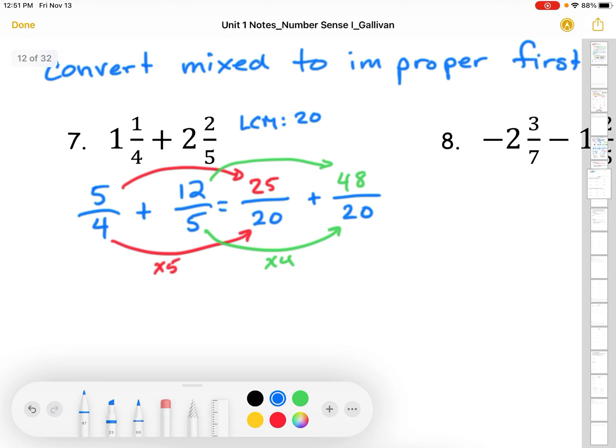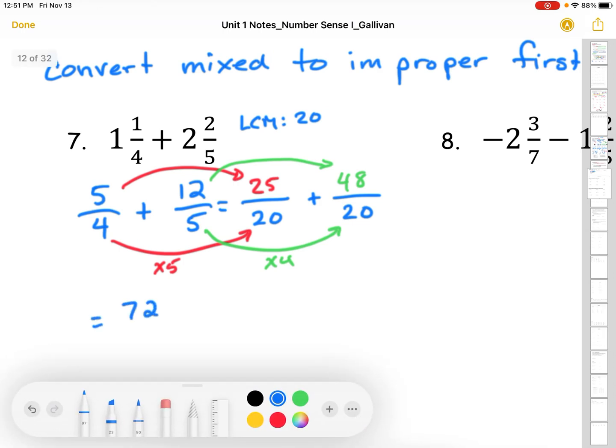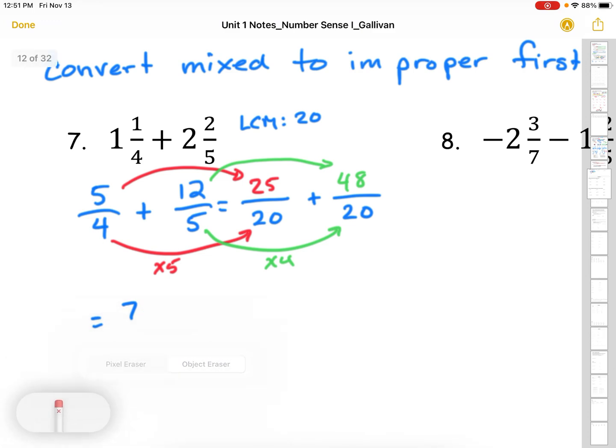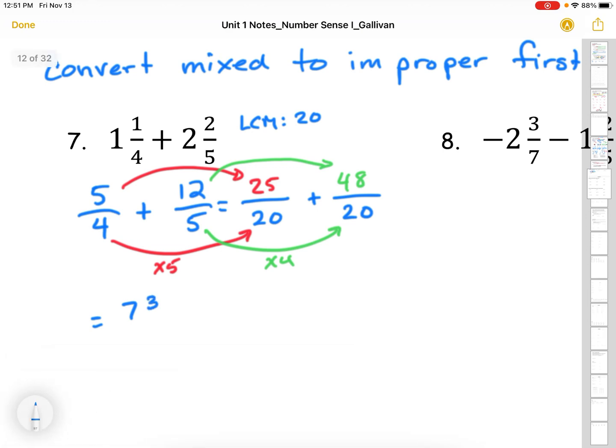Okay, I add those together and I get 70, oops, not 72. Where did that come from? I get 73 over 20. Now 73 divided by 20 equals 3.65. So I know I'm going to have a 3 here.